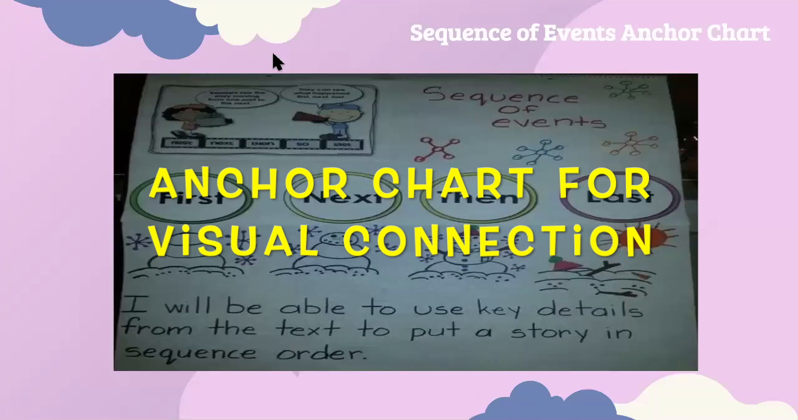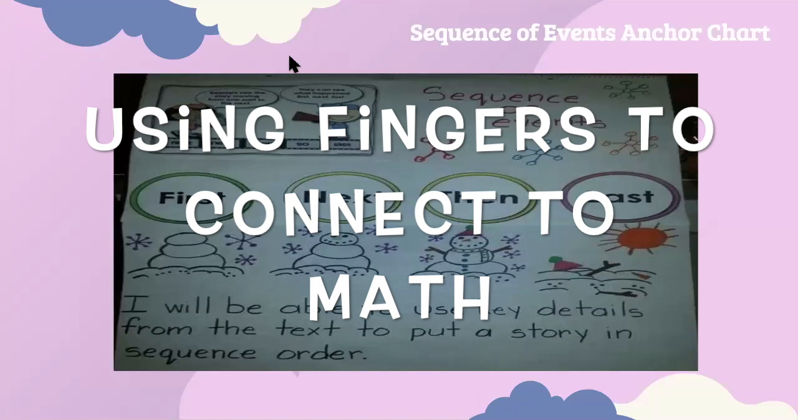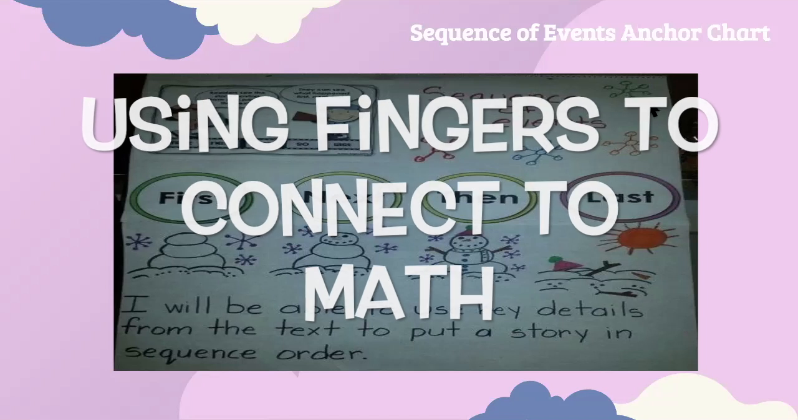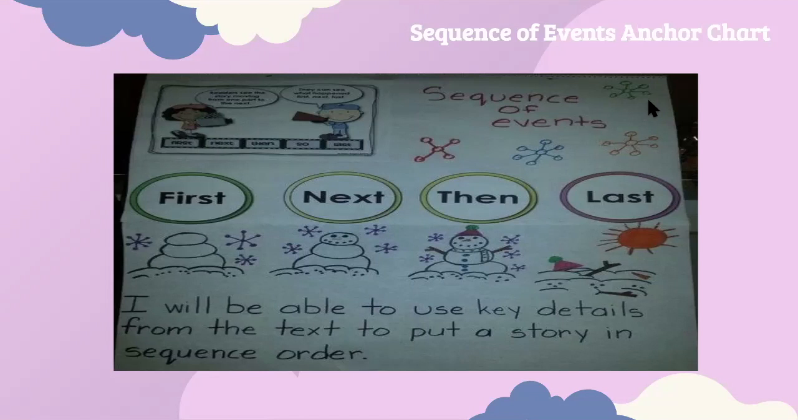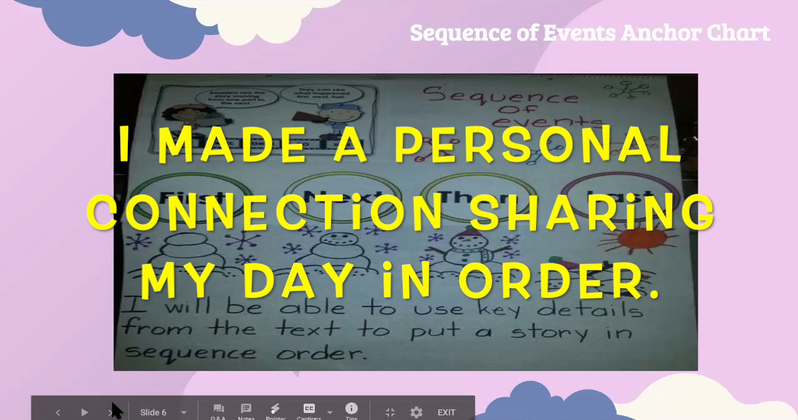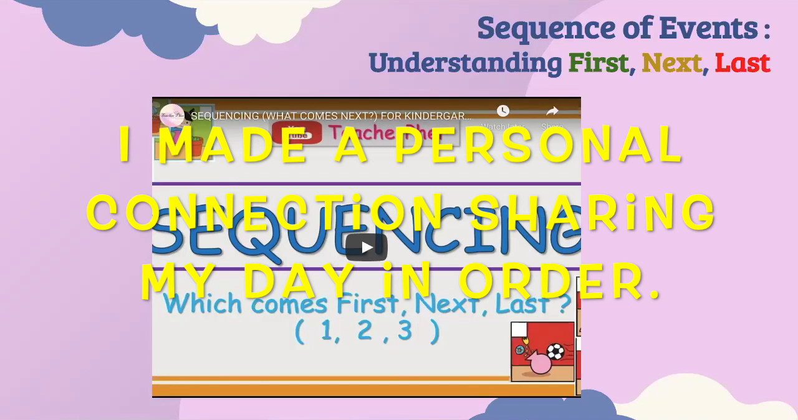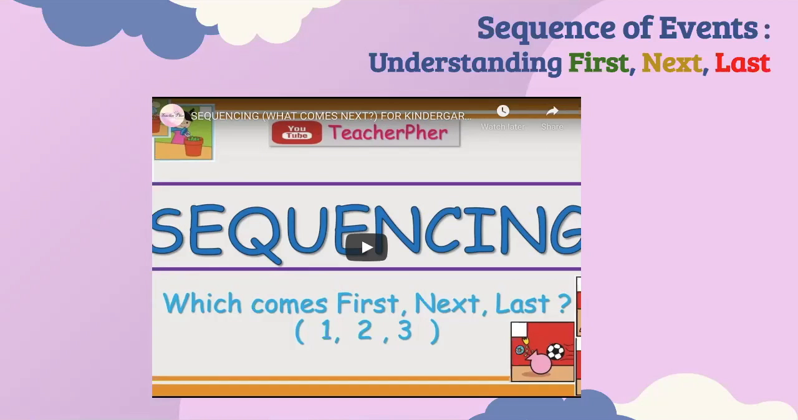As we look at the sequence of events, I want you to get your counting sticks ready. Everybody ready? Let me see your counting sticks up in the air. Are you ready? Let's say it together. First, next, then, last. Yes, first, next, then, last. So we're talking about the sequence of events, things that happen in order. Great job.